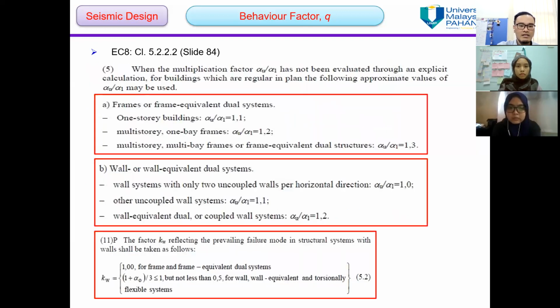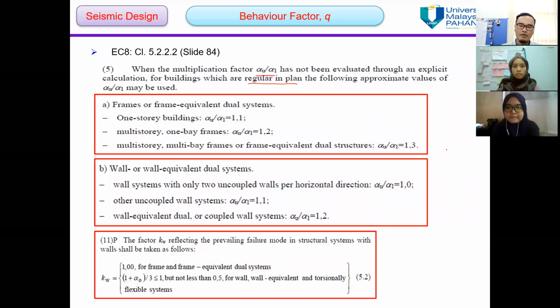And this is the value of alpha u divided by alpha 1 as proposed by Eurocode 8. For buildings which are regular in plan, the following approximate values may be used. Regular in plan means from the bottom to the top part of the building, the floor plan is similar. That's what they mean by regular in plan.